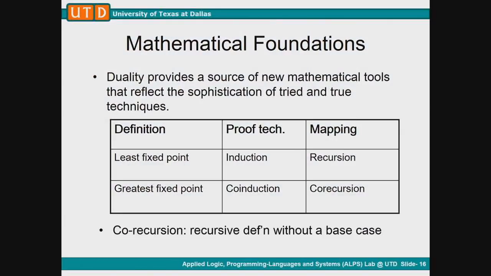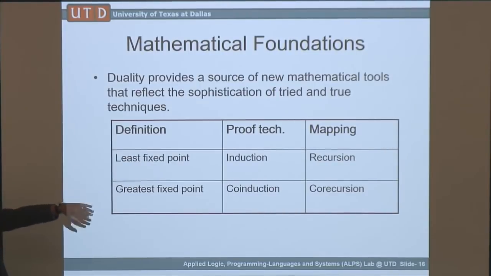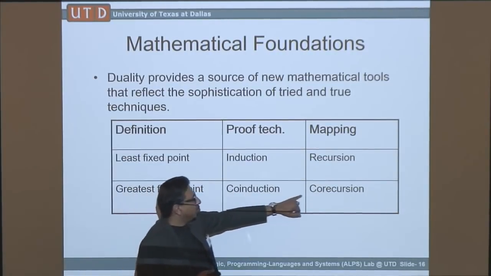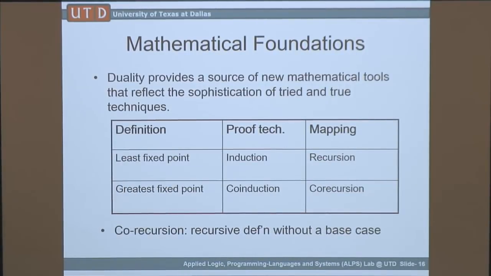So when we give least fixed point semantics, we use induction as the proof technique, and we use recursion as the operational semantics. So least fixed point semantics, induction, and recursion are all equivalent, sort of. The dual is greatest fixed point, co-induction, and co-recursion. So what is co-recursion? You can think of it as recursive definition without a base case. There are no base cases because you're only talking about infinite structures.